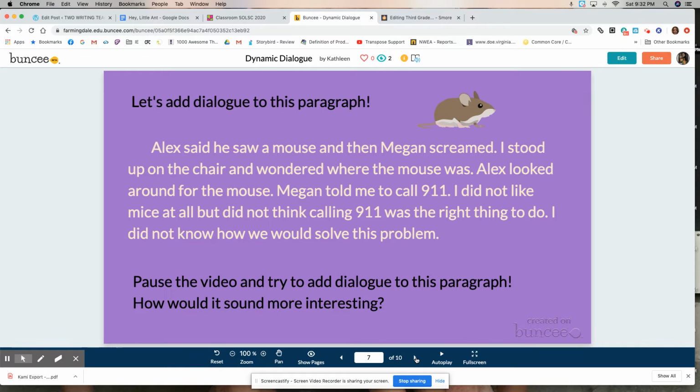Okay, so in that paragraph, there's just a lot of telling about what's happening, but you could rewrite it and think about having the characters actually do the talking. So you could pause it and try to rewrite it, and then play it again when you're ready.